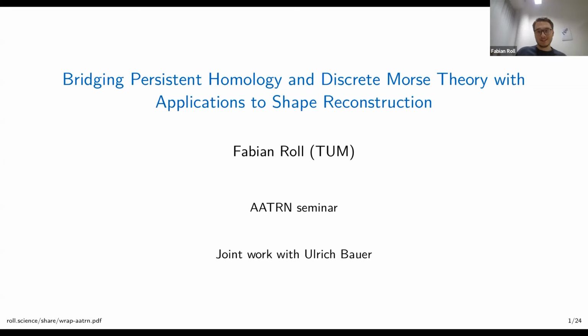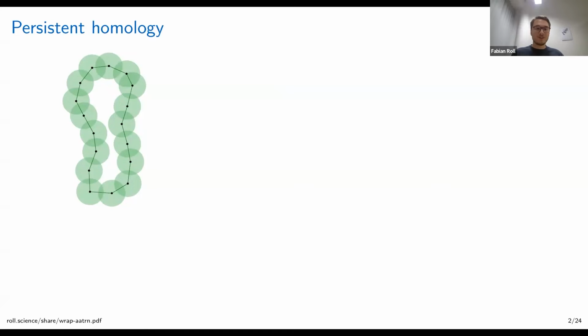I was really looking forward to my talk today, which is based on joint work with Uli Bauer about a project we published this year at SoCG. Since in my title I'm promising to bridge persistent homology and discrete Morse theory, I first want to briefly recall some aspects of both of these, and I promise I'll keep it very short, hopefully.